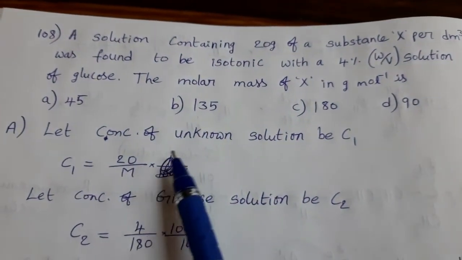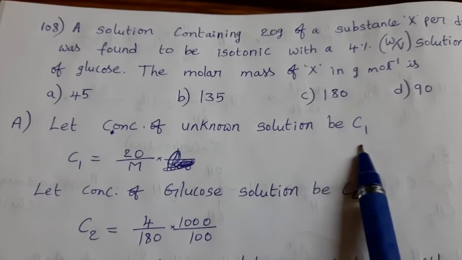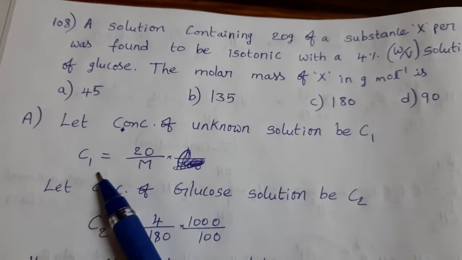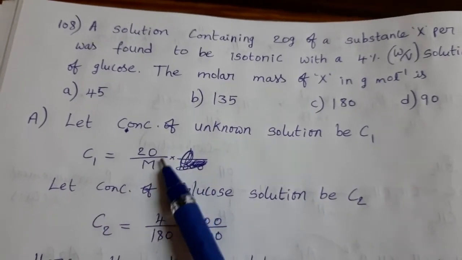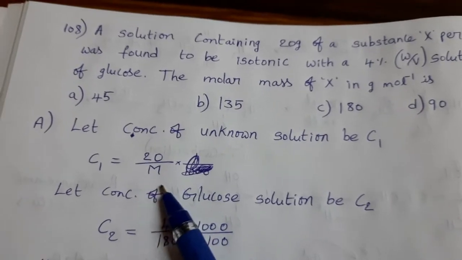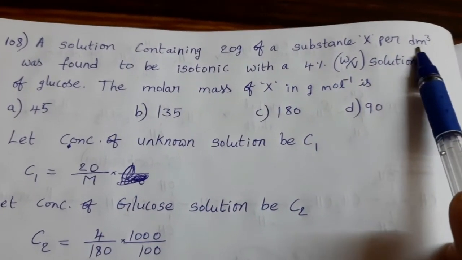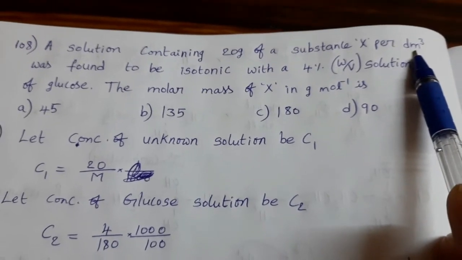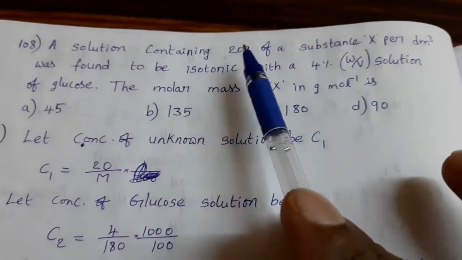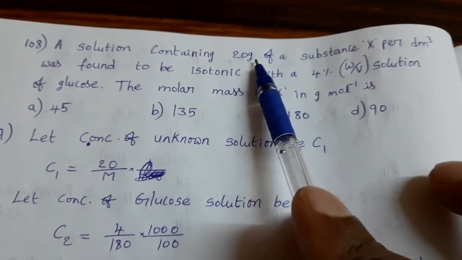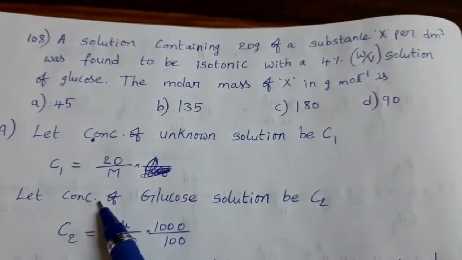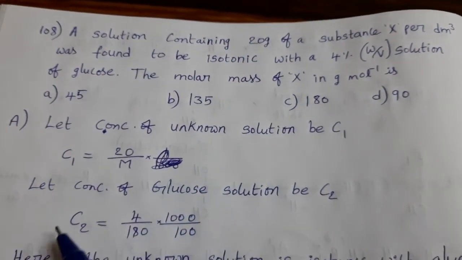See this, let the concentration of the unknown solution be C1. So C1 equals given mass divided by molar mass, divided by liter, 1 liter. It is given per decimeter cube. 1 decimeter cube equals 1 liter. So this much amount of unknown substance is present in 1 liter. That's why divided by 1.